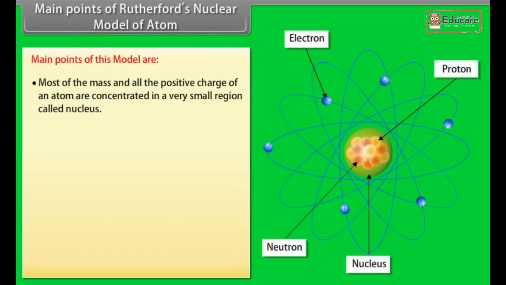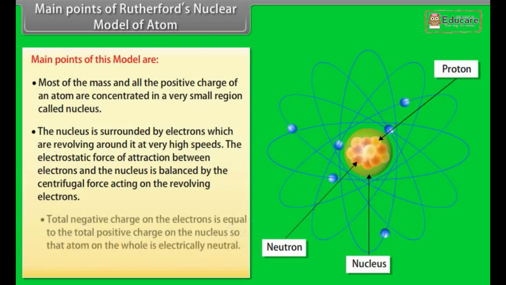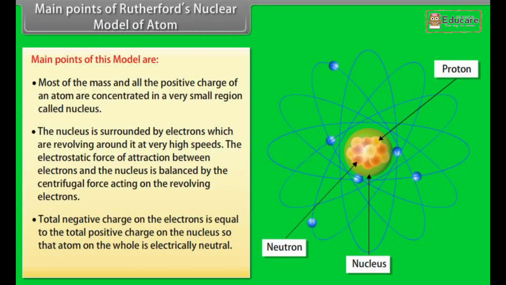Most of the mass and all the positive charge of an atom are concentrated in a very small region called nucleus. Number 2. The nucleus is surrounded by electrons which are revolving around it at very high speeds. The electrostatic force of attraction between electrons and the nucleus is balanced by the centrifugal force acting on the revolving electrons. Number 3. Total negative charge on the electrons is equal to the total positive charge on the nucleus, so that the atom on the whole is electrically neutral. Number 4. Most of the space inside an atom is empty.